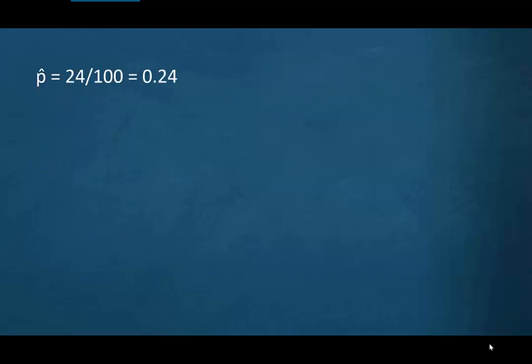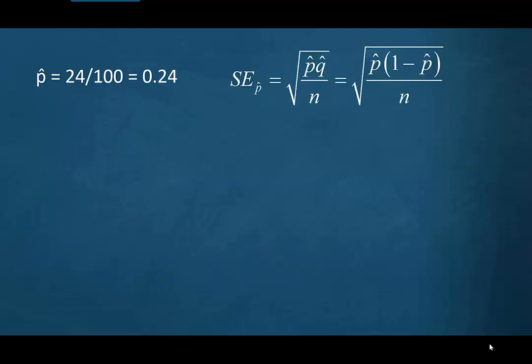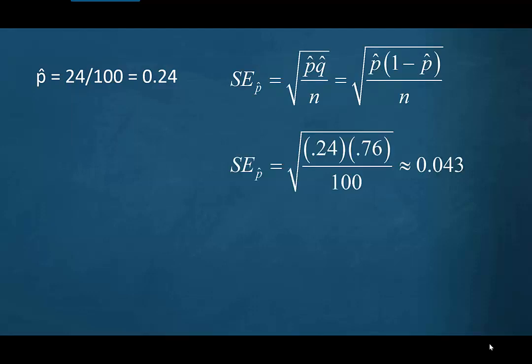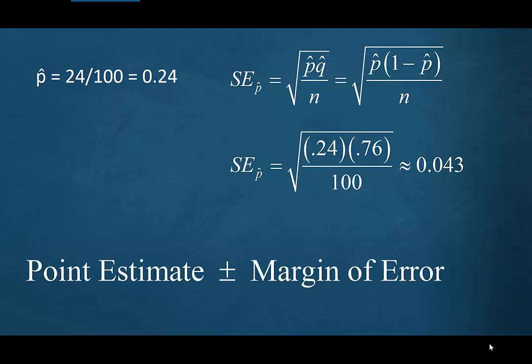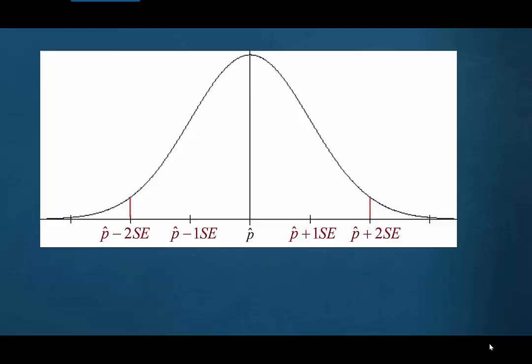Okay, just a reminder, our estimate we found for the sample proportion was 0.24. And using the standard error formula, we're going to plug in our p hat. We get the square root of 0.24 times 0.76 all over 100. Put that into the calculator, you're going to get about 0.043. So we said this standard error is actually just part of the margin of error. So what's the other part? Well, the other part is the number of standard errors.